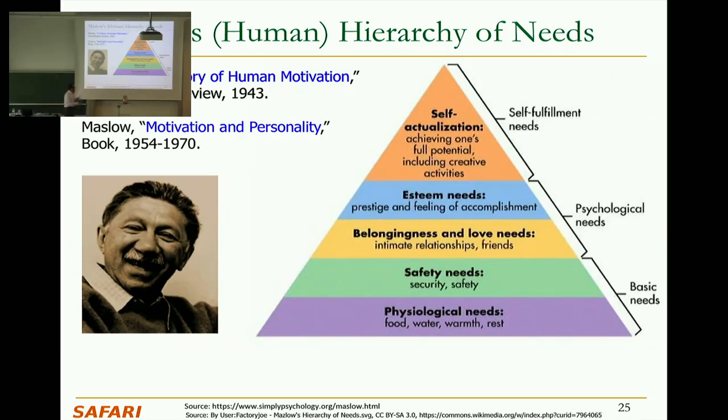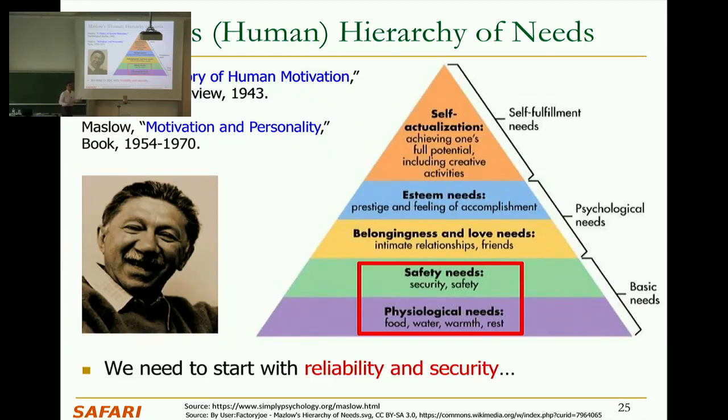Basically, this is his hierarchy of needs. He says that the most important thing you need to satisfy first is your safety needs or physiological needs. Essentially, we need to start with reliability and security. I think this is true for computing systems also. Whenever you design a computing system and it's not reliable, it's not secure, then you have a problem. Okay, we're going to deconstruct this later on.